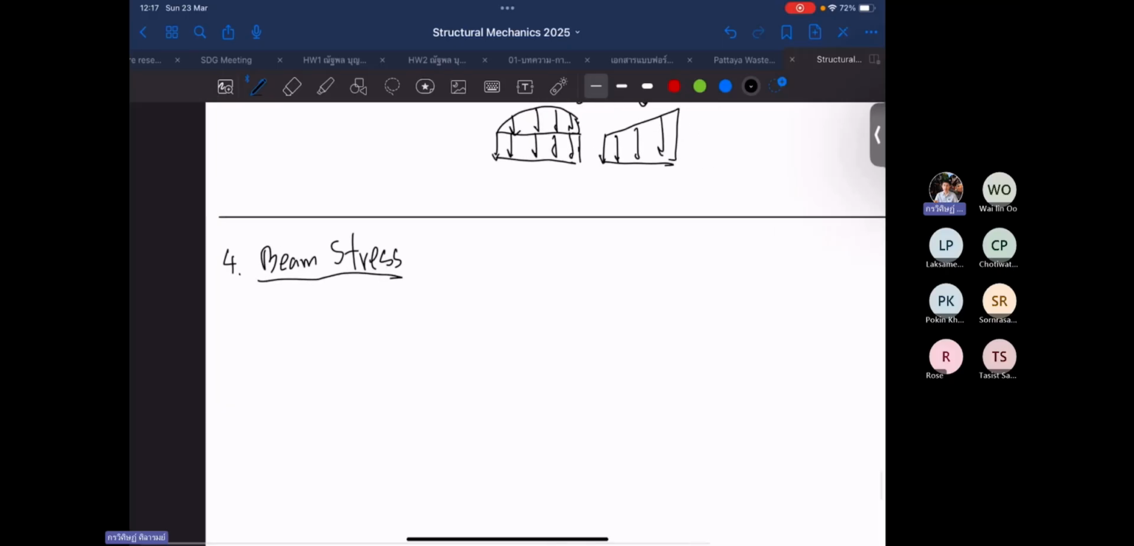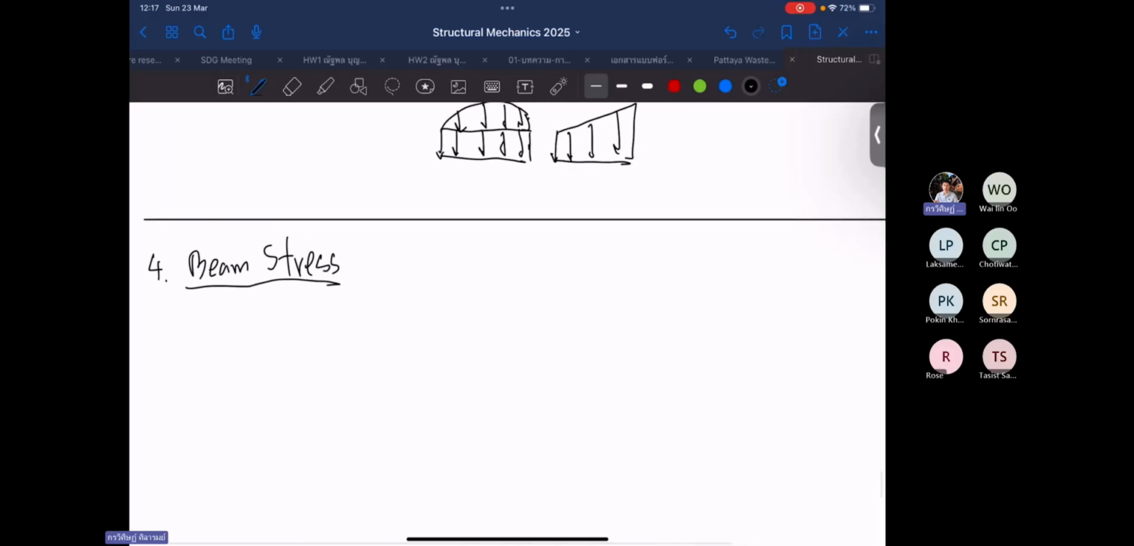Okay, last one is the beam stress. The beam state is governed by the bending stress. Okay, this one is bending stress. Bending stress is M y over I.